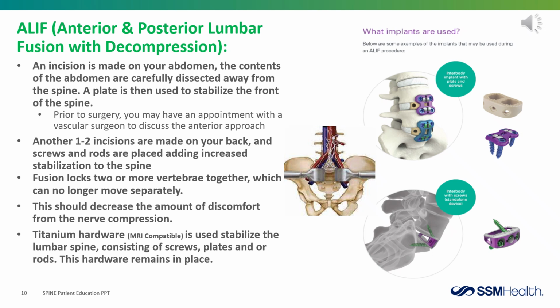Another 1 to 2 incisions are then made on the back and screws and rods are placed, adding increased stabilization of the spine. The fusion locks two or more vertebrae together, which can no longer move separately. This should decrease the amount of discomfort from the nerve compression. Titanium hardware, which is MRI compatible, is used to stabilize the lumbar spine, consisting of screws, plates, and/or rods. This hardware remains in place after surgery.